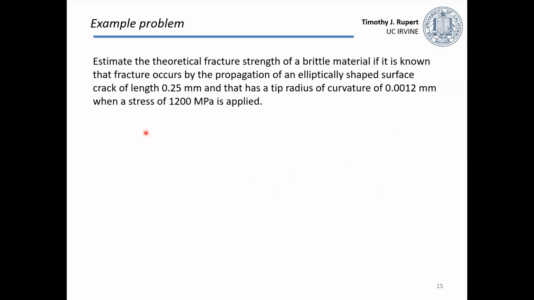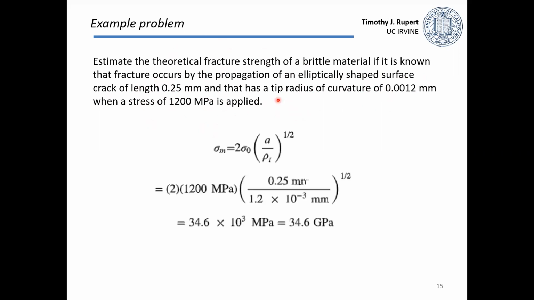So let's think about an example problem. We're going to take a brittle material and we're going to go and estimate the theoretical fracture strength, if we know that these elliptical surface-shaped cracks of a given size are what cause propagation. We've measured them, so we know how long they are, we know the radius of curvature, and we know what our applied stress is. And the basic assumption we're making is that, well, that theoretical strength of our material wasn't wrong, it just wasn't accounting for these cracks.